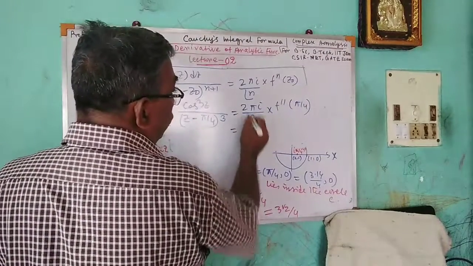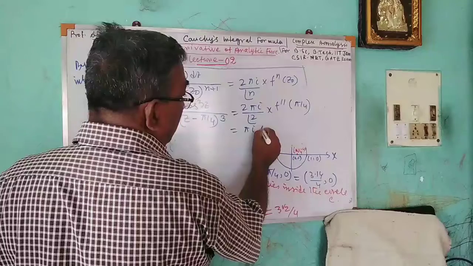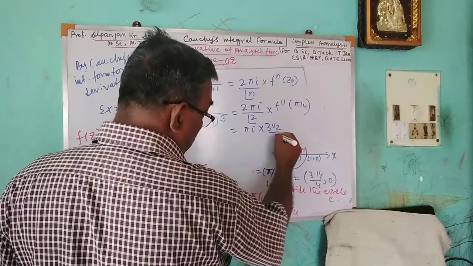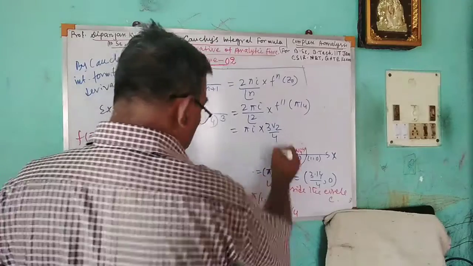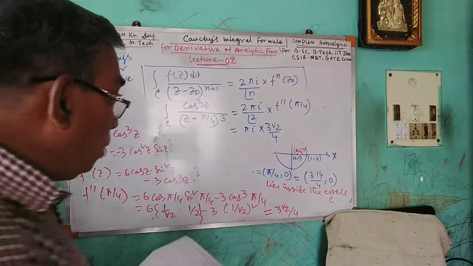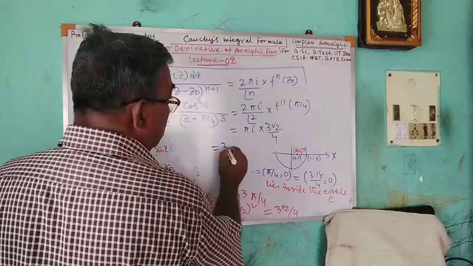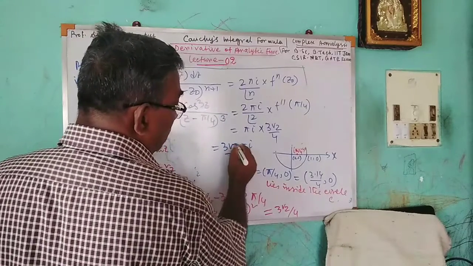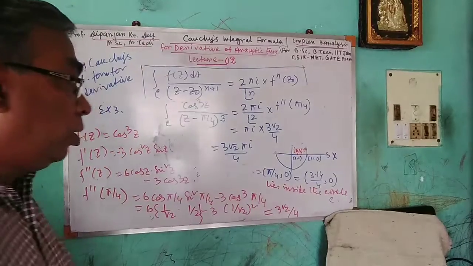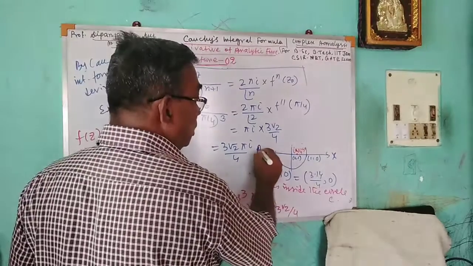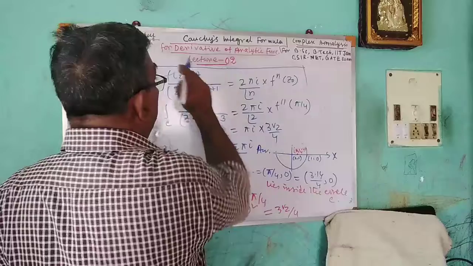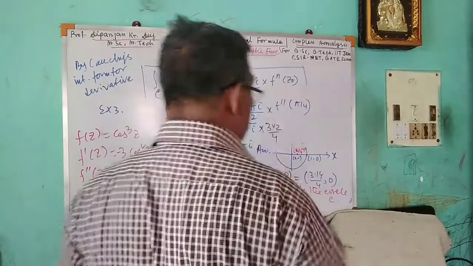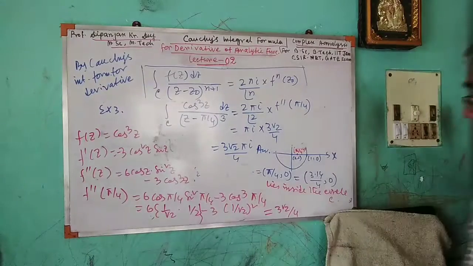That 2 gets cancelled. So pi i into 3 root 2 by 4. That is, the answer is 3 root 2 pi i by 4. This is the answer for the integration of this, with dz. This is the answer of this sum.